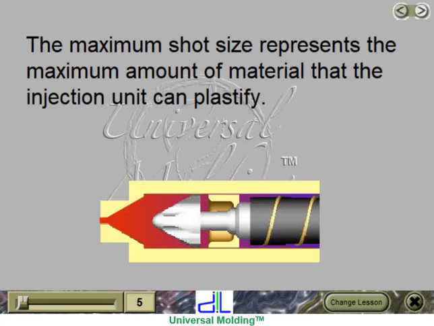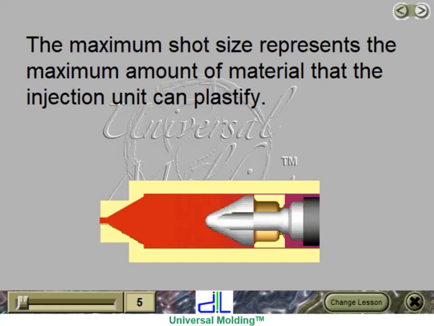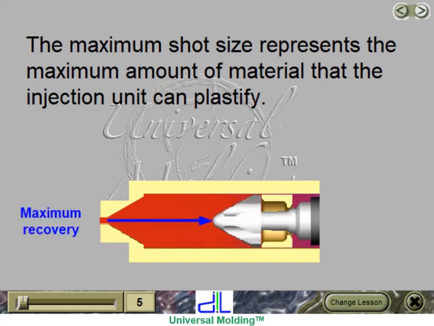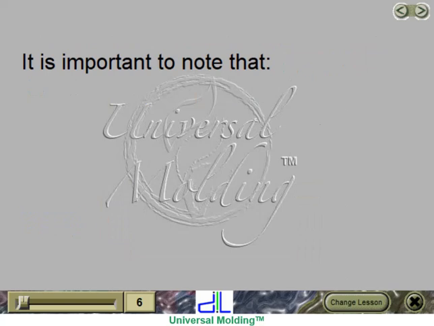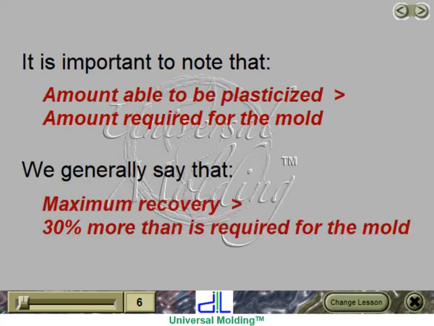Maximum shot size. The maximum shot size represents the maximum amount of material that the injection unit can plastify. It is important to note that the amount able to be plasticized is greater than the amount required for the mold. We generally say that maximum recovery is greater than 30% more than is required for the mold.